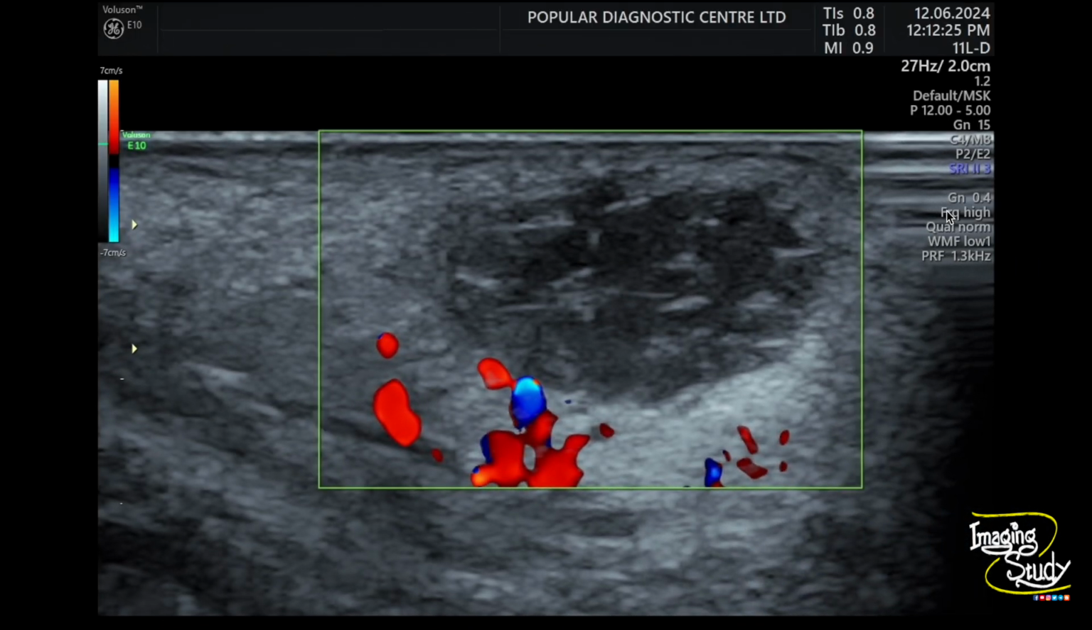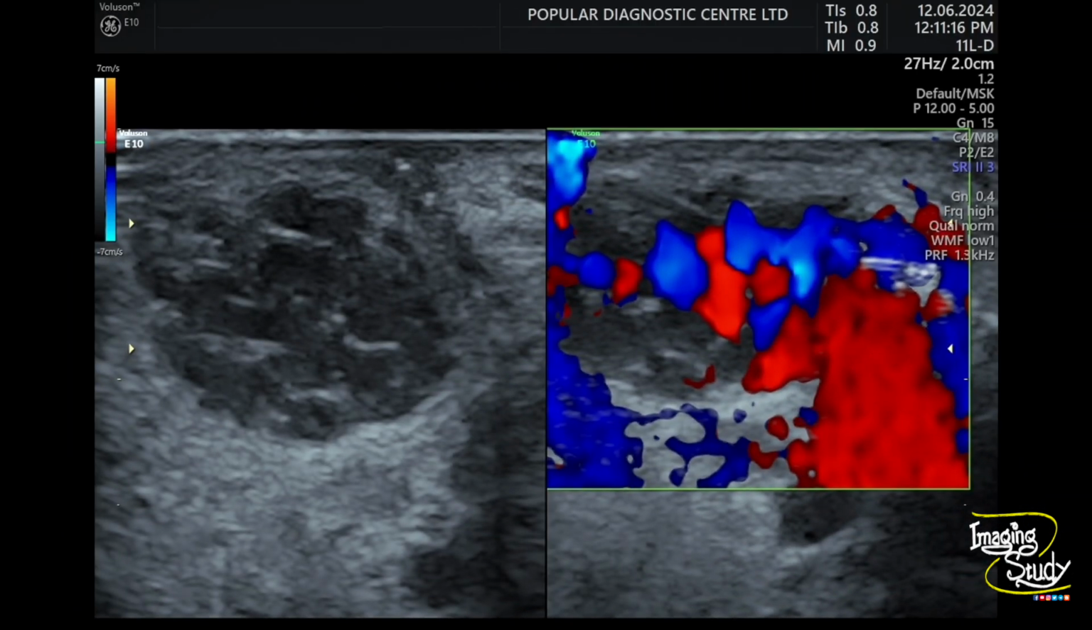Here's another color Doppler picture, and you can see it doesn't show any vascularity within right now, skipping the main feeding artery. But here on compression, you can see prominent flow within these venous channels. This happens because of the non-spontaneous flow within these venous channels. So when you compress it, you can see the venous flow quite well.